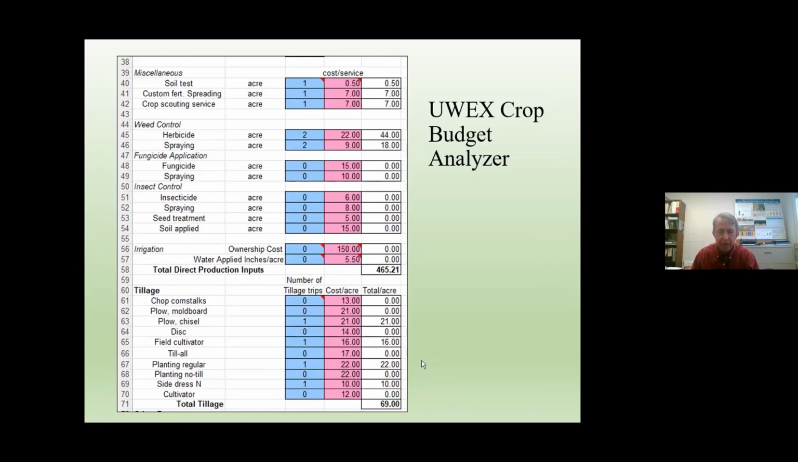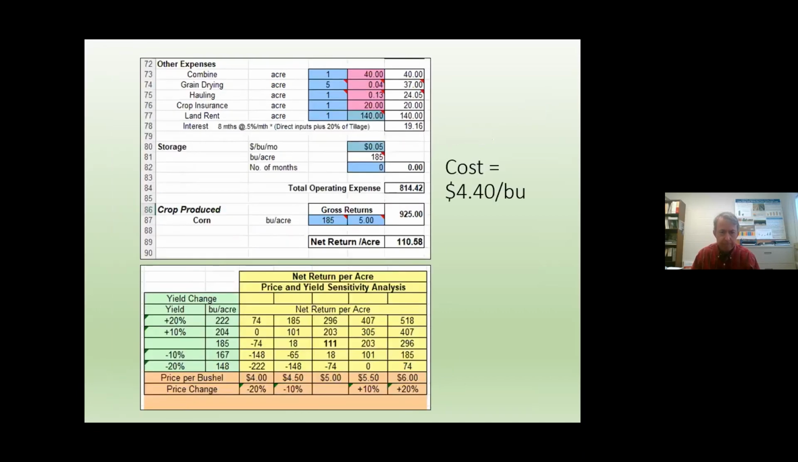And I am using custom rates from the Wisconsin custom rate guide, the most recent one was 2020. So the 2022 rates might be a little higher here considering fuel and repairs, but this is what I'm using for this budget at this point. Other expenses, some things for combining, crop insurance. I'm figuring a corn grain price of $5 at harvest. So I'm assuming no storage, but I do have some drying costs in there.